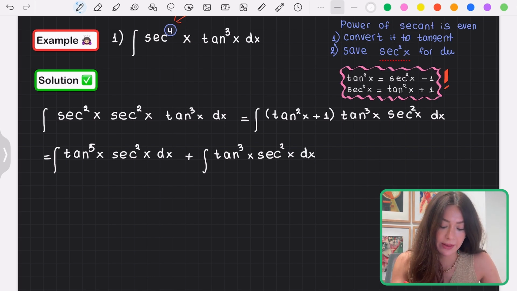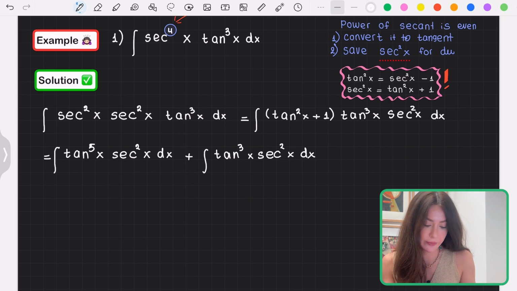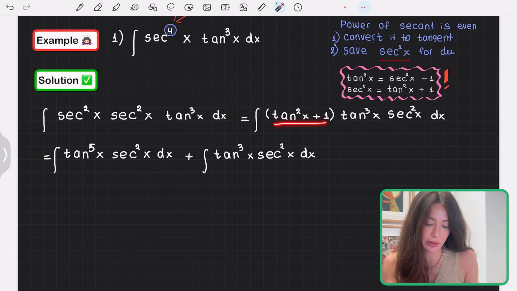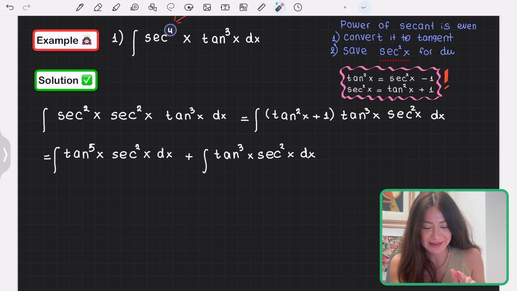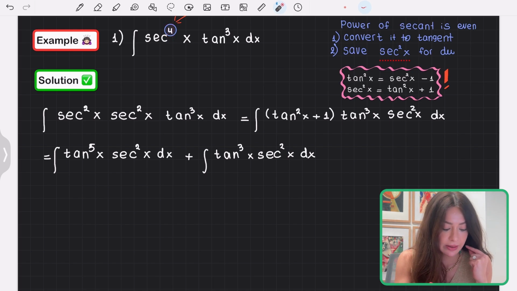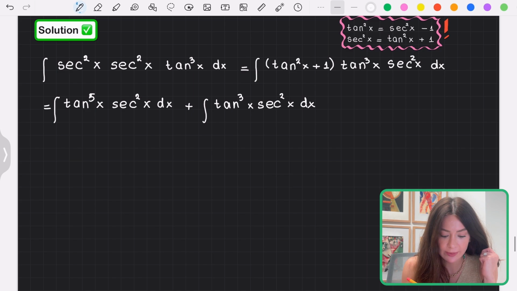Okay, so at this point I have checked off all the boxes. I did convert it to tangent here, and then I kept secant square x, and that consumed all the secants that I had, which is secant raised to the fourth power. And if I had 6, then I would have it squared there, and then you would need to do a square of the binomial, but I don't because I had 4. Okay, so now I'm ready for u substitution.